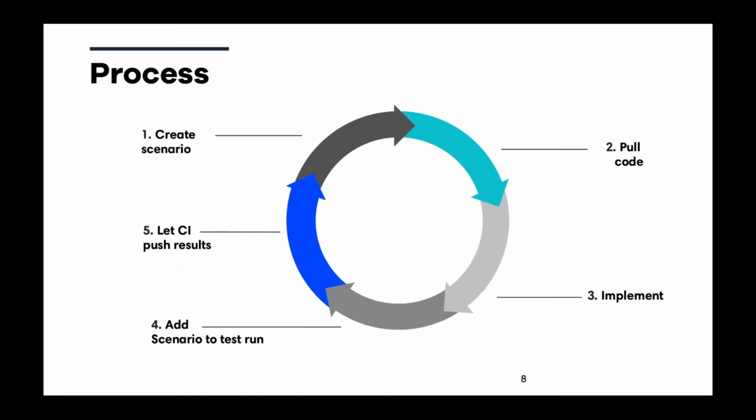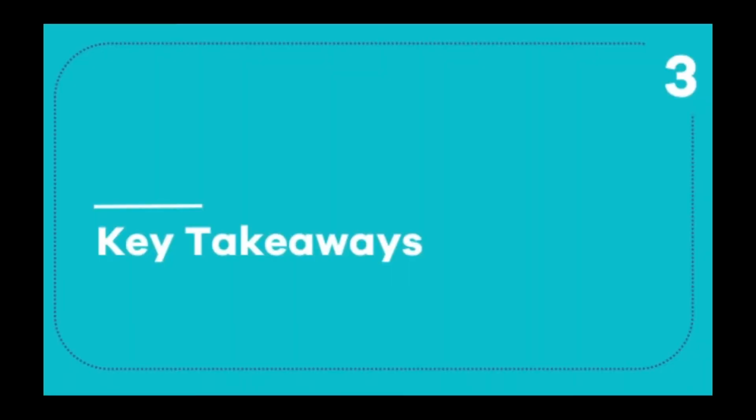Just to remember briefly the process, whether you're in the bootstrap phase or the scale phase, it's more or less always the same. So you create one or multiple new scenarios that you want to automate. You pull the code either in the web version or with the command line version. You implement the newly created action word. Once this is done, you regenerate the signature file. You commit that. You add your scenario to your CI dedicated test run, and then you just let the CI do its job, run the test, push the results back.